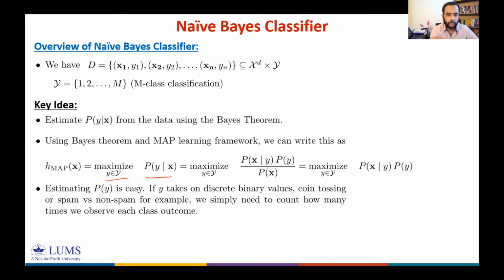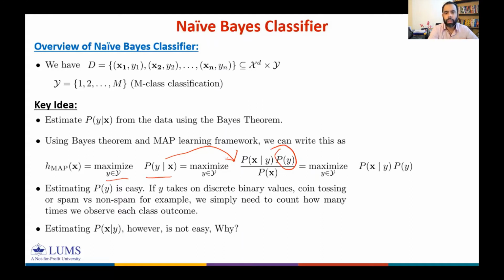When you move from this step to this step, here we have used the Bayes theorem. Estimating this probability of y is easy, right? For example, if your label takes on discrete binary values, for example, a coin tossing problem or a spam versus non-spam problem, we simply need to count how many times we observe each class outcome and divide by the total number of points we have. That will give us an estimate of probability of y, right? But estimating the likelihood function, probability of x given y, is not easy.